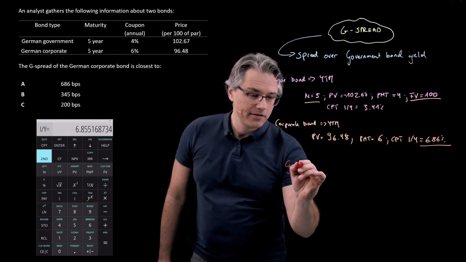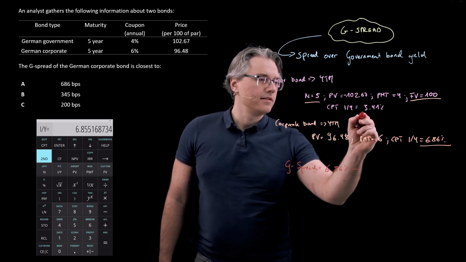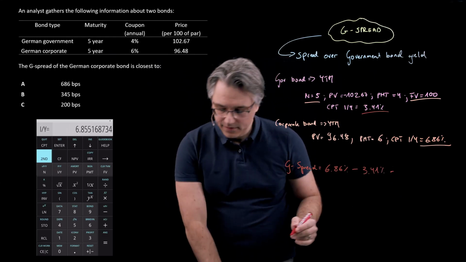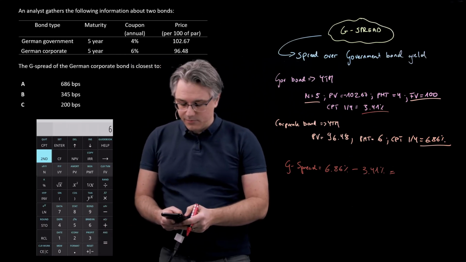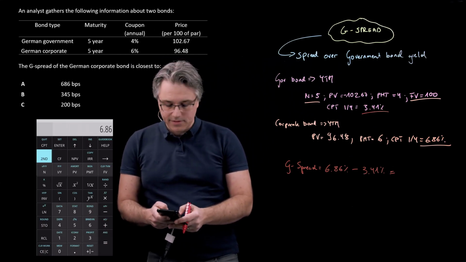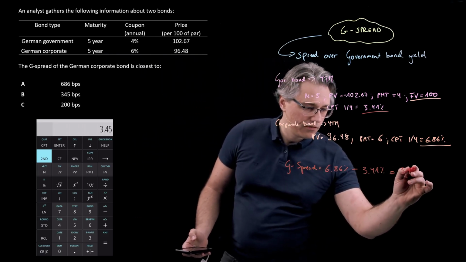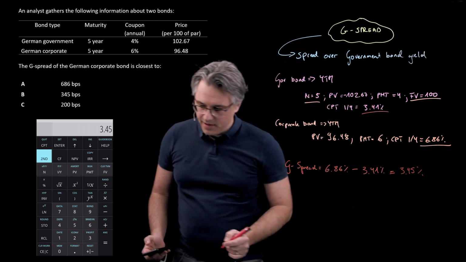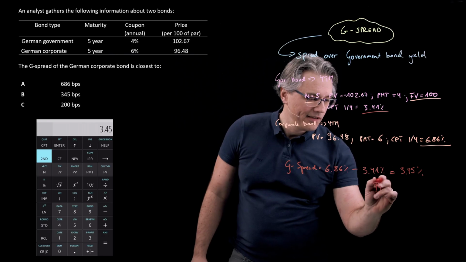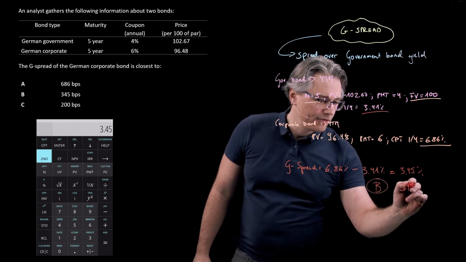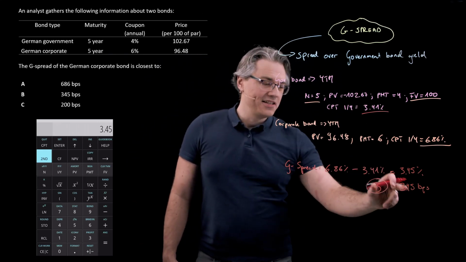Good. In order to actually now get the G-spread, we need to compute the difference between the two yields. So G-spread is this 6.86% minus this 3.41. Let's see what it actually is. 6.86 minus 3.41 gives 3.45%. And I guess this is very much in line with answer B, which says 345 basis points. A basis point is 100th of a percent, so this is the same.